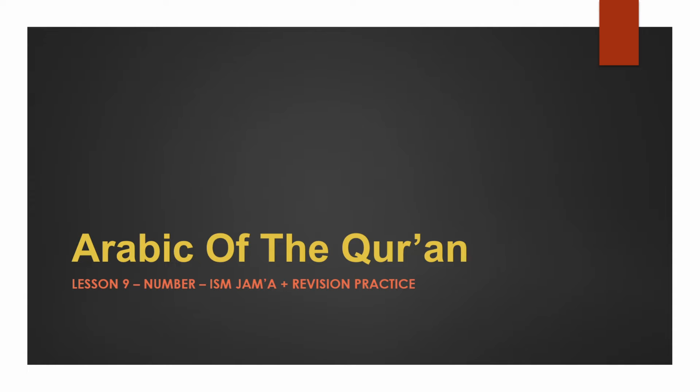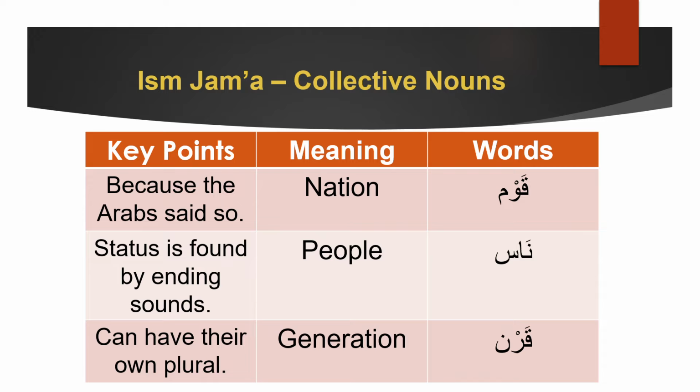Today we'll be doing lesson number 9, Ism Jama and revision practice. Let's begin. What Ism Jama basically means is that there are some words in Arabic that are collective nouns. So even though they are singular, they can be used as plural. They are known as plurals. These are plurals because the Arabs said so.